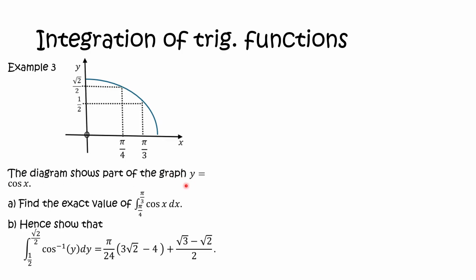Great. So the diagram shows part of the graph y is equal to cosine of x. A: Find the exact value of the integral from pi over 4 to pi over 3 of cosine of x dx. B: Hence show that that is equal to that. That's a bit long for me to express. But anyway, let's dive into the solution.